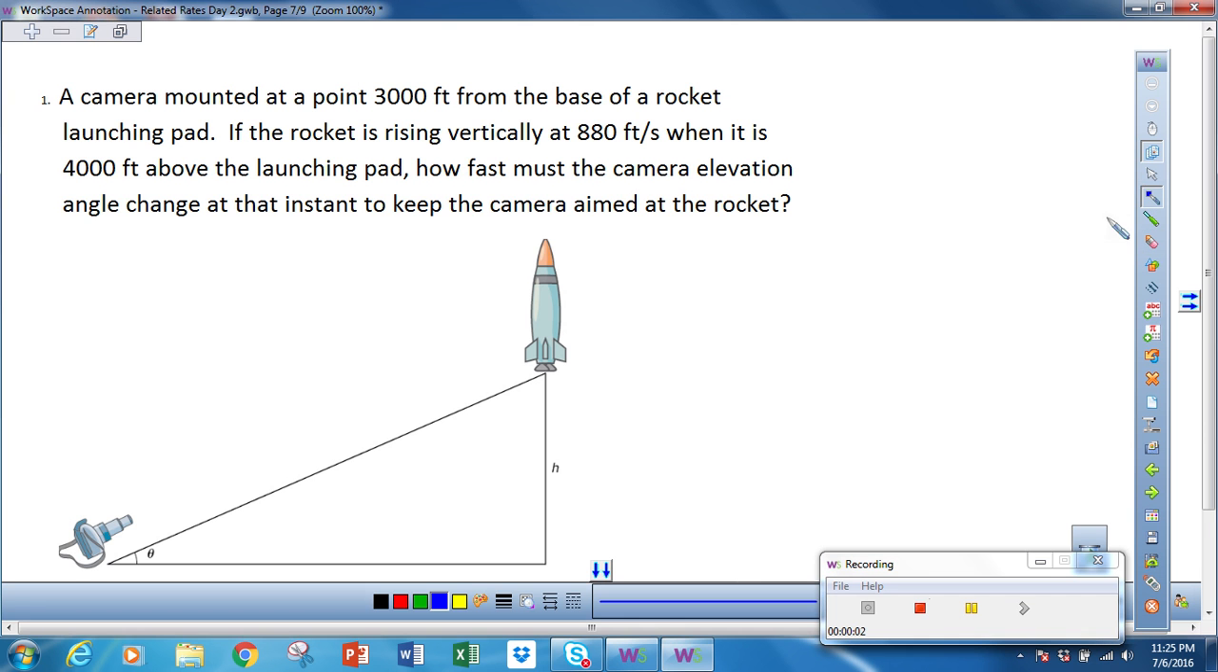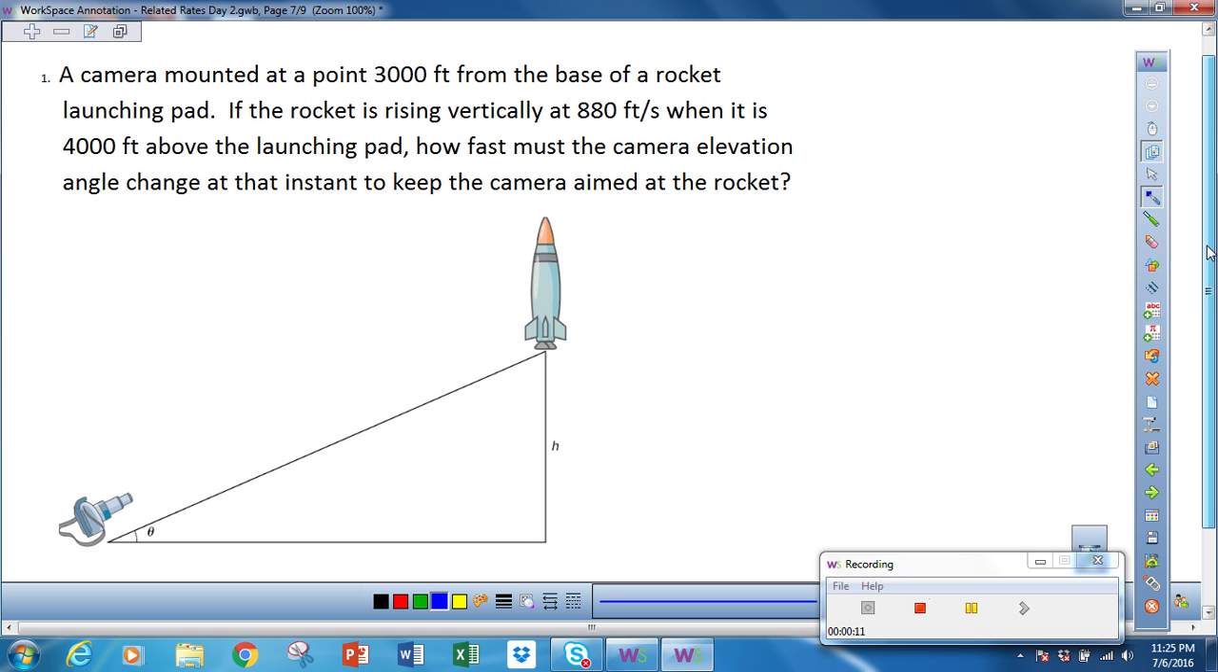Okay, so this is example number 5 from Related Rates Day 2. This is one of my favorite examples, not so much for the students, but one of my favorites. So we have a camera, and the camera is mounted about 3,000 feet from the base of a rocket, and the rocket is rising vertically, and the rocket is rising at 850 feet per second. So therefore, that would be dH dt.